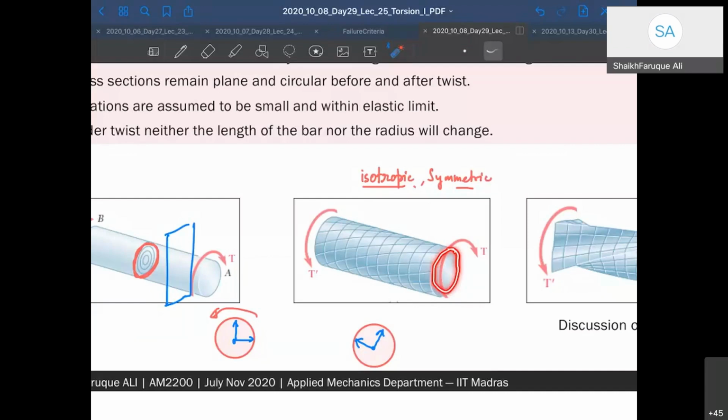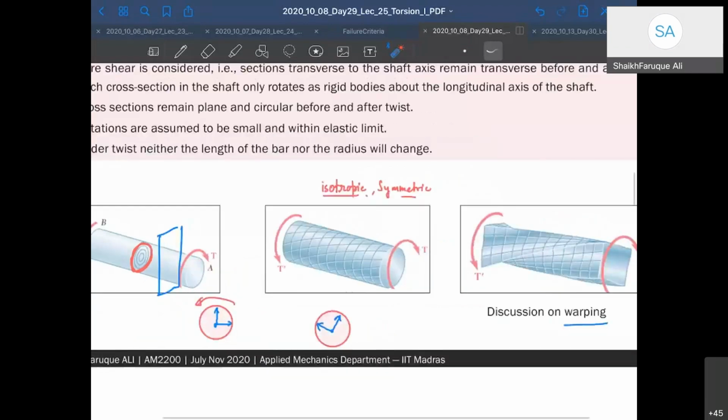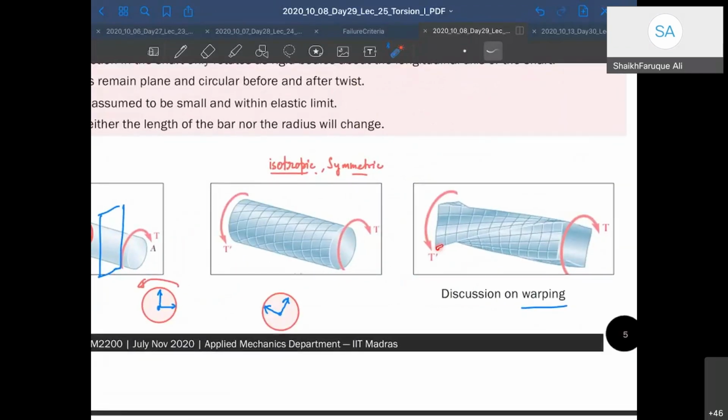But these are not true when you have a non-circular section, because then there is definitely directional dependence. For example, there are principal directions, principal axes, right? You have already done those things in engineering mechanics, I suppose. There are axes about which there is symmetry, and axes about which there is no symmetry. So there are lines which carry more importance than other lines.